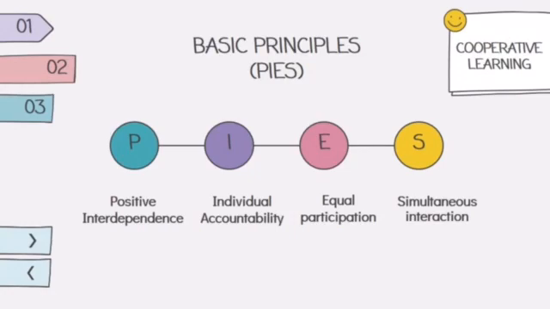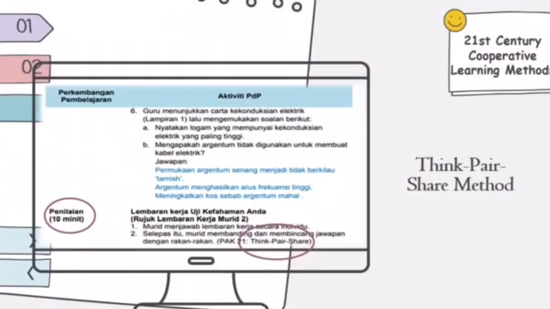Okay, lastly, S stands for simultaneous interaction. Simultaneous interaction is a discussion that can take place in each group at the same time. Simultaneous interaction can also enhance the active involvement among students and enhance their learning potential. That's all for the basic principles of cooperative learning. Okay, now let's move on to the next slides.